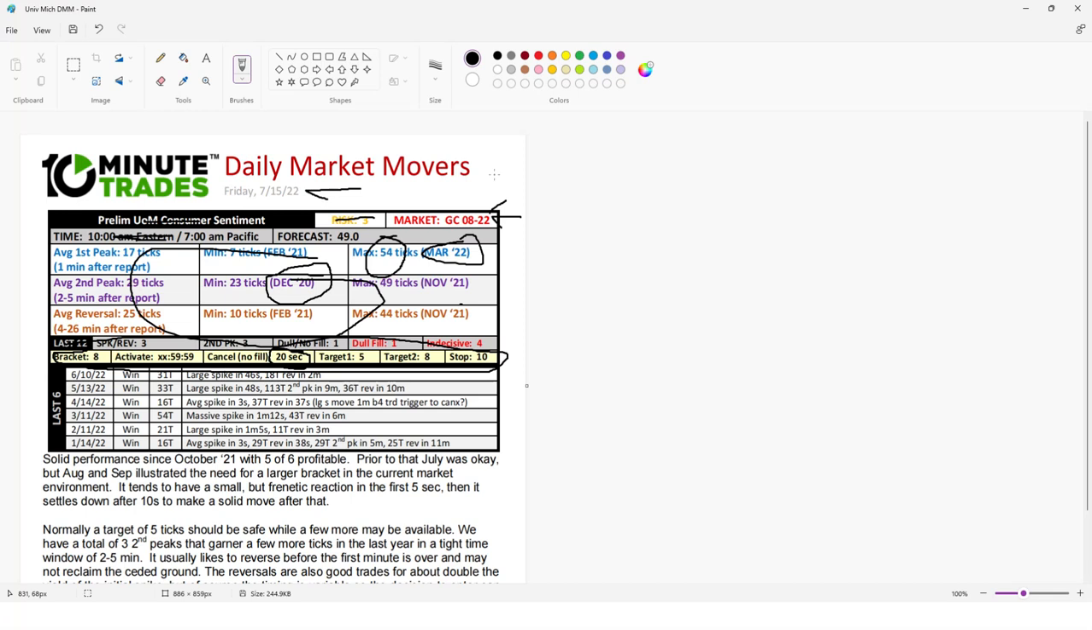All right. And then we have targets and a stop. A stop is if the trade goes against you. That's the approximate number of ticks that you will lose if the trade goes against you. And the targets are if the trade goes in your direction, that's when you might consider taking a profit or not taking a profit.